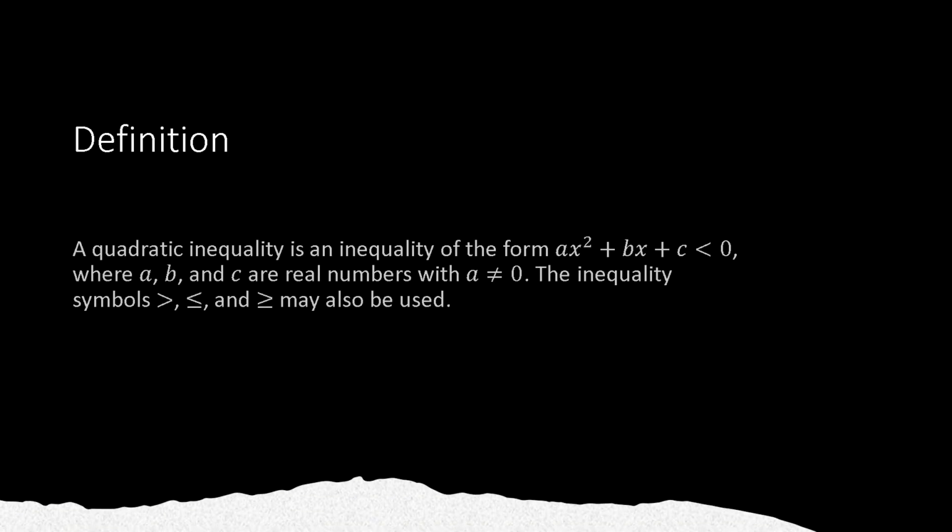As a definition, a quadratic inequality is an inequality of the form ax squared plus bx plus c is less than 0, where a, b, and c are real numbers and a cannot be equal to 0. The inequality symbols could be is greater than, is less than or equal, and is greater than or equal may also be used.